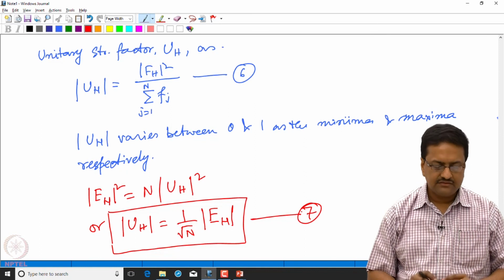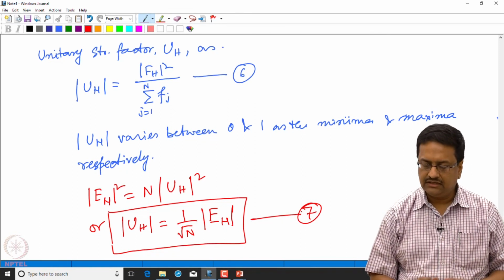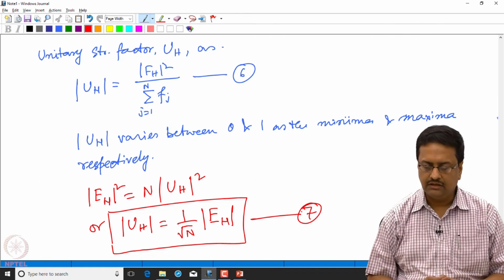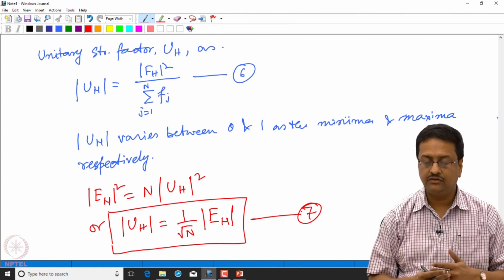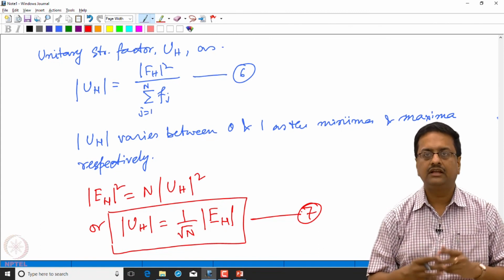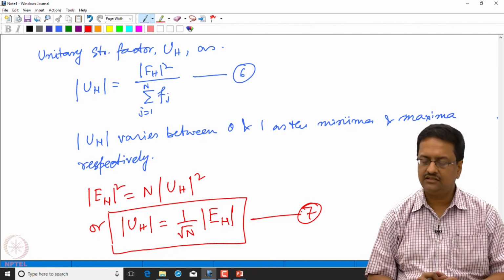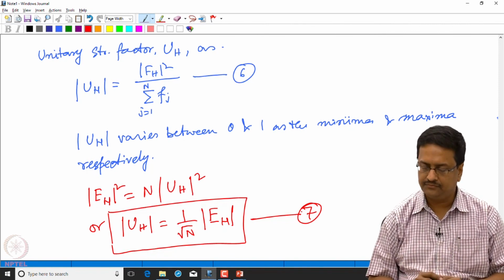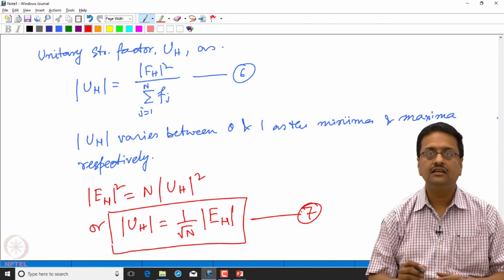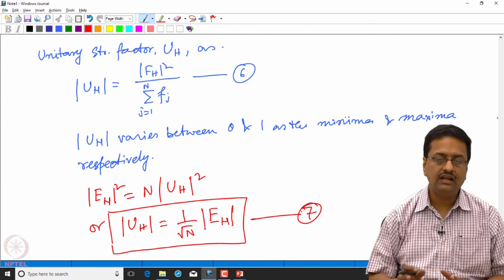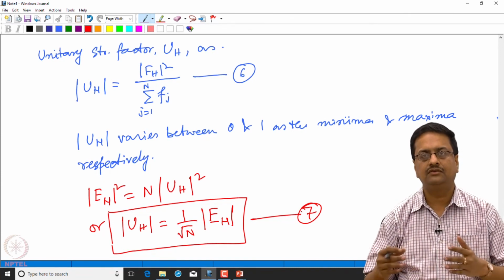So in this part of the lecture, we have tried to understand how one can derive some expressions related to the structure factor, and we can use normalized and unitary structure factors in future classes to see how these can be utilized to get the phases of unknown reflections.